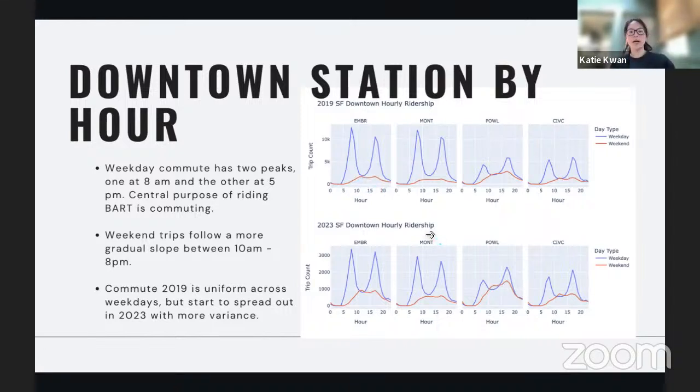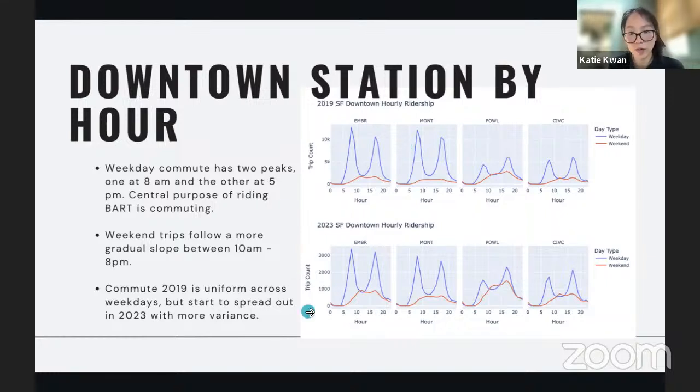So no surprise here, we've got 2 peaks, one at around 8 a.m. and one around 5 p.m. This is probably the commuters that are going for their 9-to-5 jobs. And so what we can see is Embarcadero and Montgomery are very popular for that type of ridership. And then Powell and Civic Center are a little bit less. Again, Powell is a shopping station and Montgomery is solely corporate.